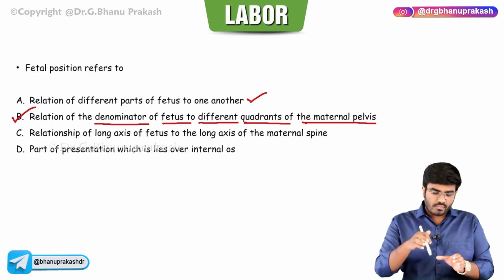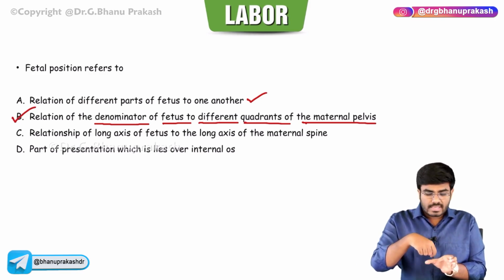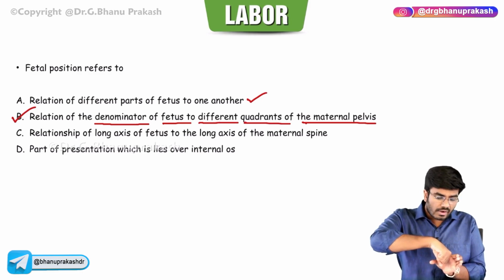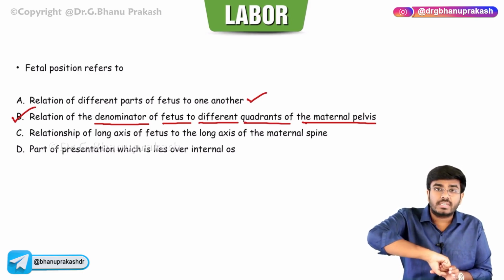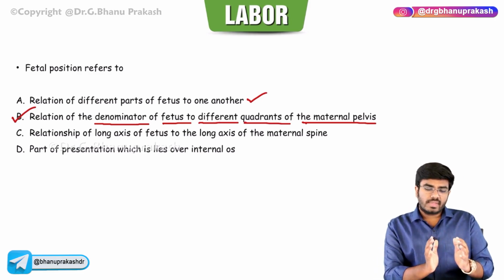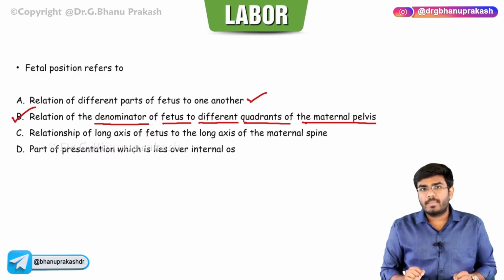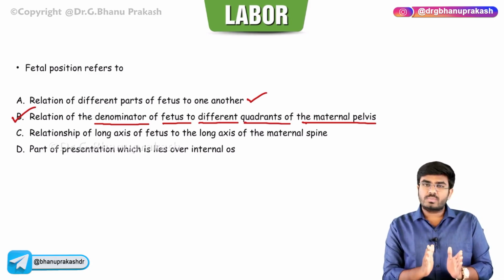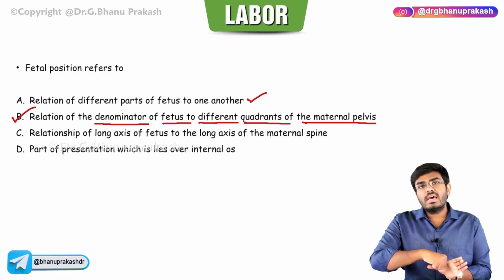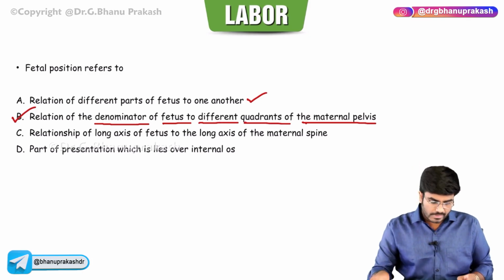So position means how the fetal head is oriented in the maternal pelvis, whether the occiput is towards the transverse plane, or whether it is anterior, or whether it is posterior. So fetal position refers to the relationship between the fetal head, or fetal skull, and the maternal pelvis. We'll say left occipital transverse, which means the occiput is towards the left side, and it is in the transverse plane. Very good.